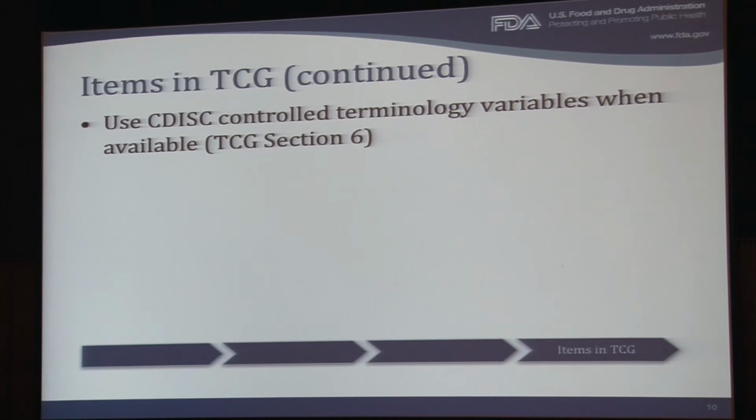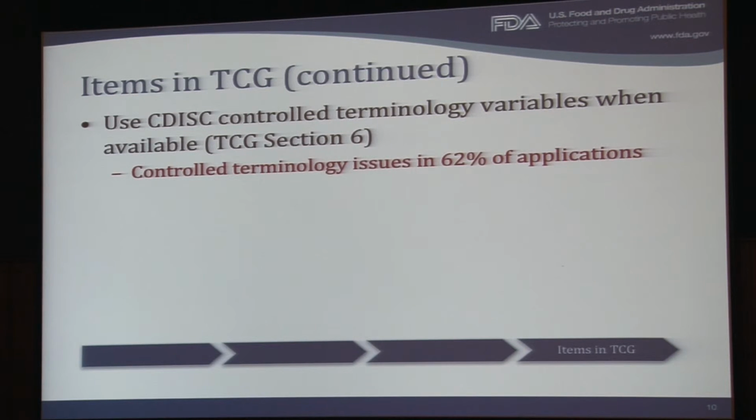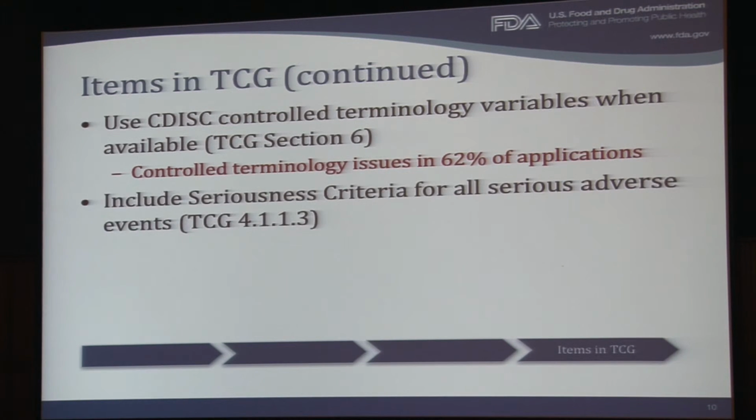So additional items: CDISC controlled terminology should be used when available. And we did see controlled terminology issues in nearly 2/3 of the applications. Now, I want to emphasize that this is a conservative estimate. We don't have the bandwidth to look through every single controlled terminology variable, but this percentage represents the times when there was a high impact or it led to confusion for the reviewer.